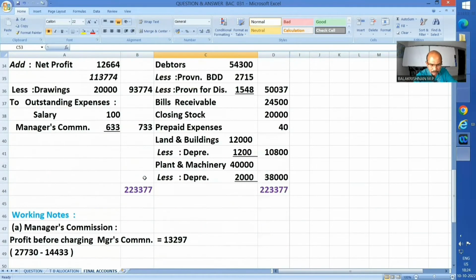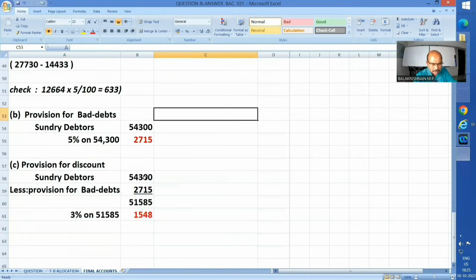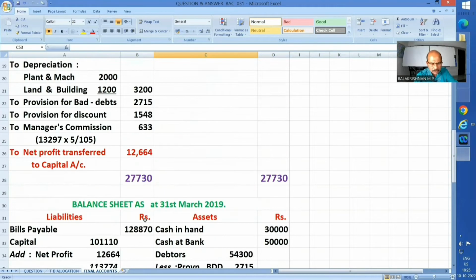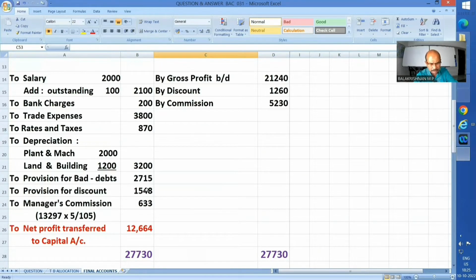Now only the other one comes. Provision for discount. So sundry debt is basically 54,300. On that, the doubtful debt 2,715, you have to reduce. On the balance amount only, you should calculate discount. Okay, that comes to 1,548. So that also I am showing here.